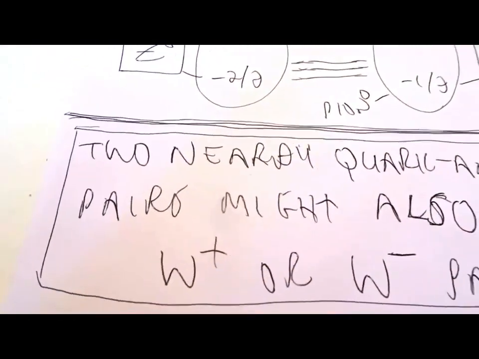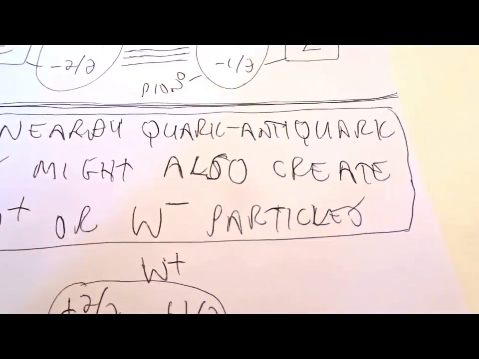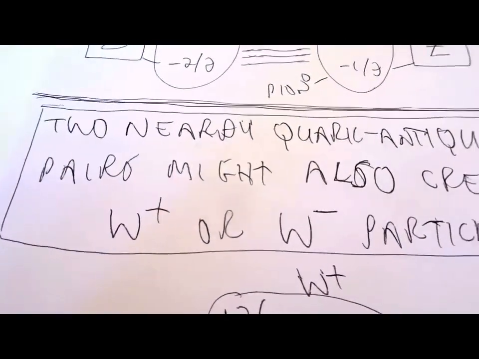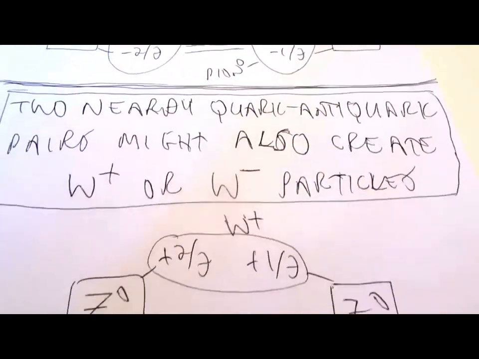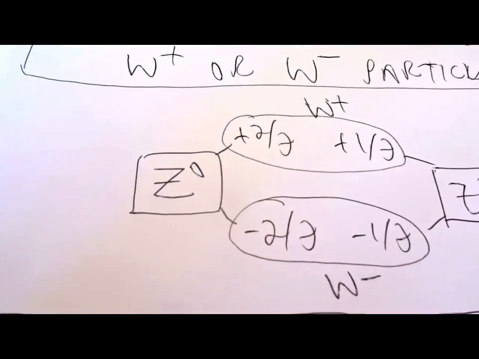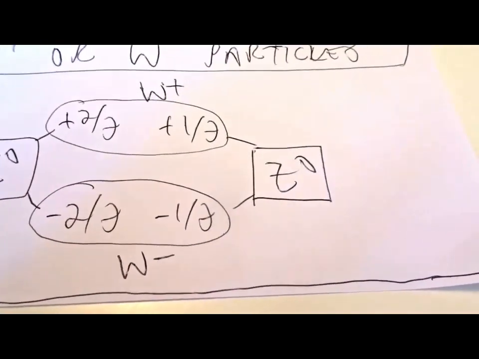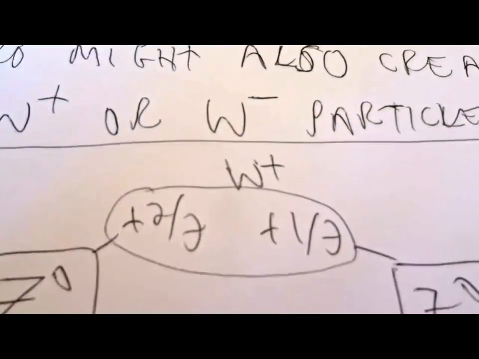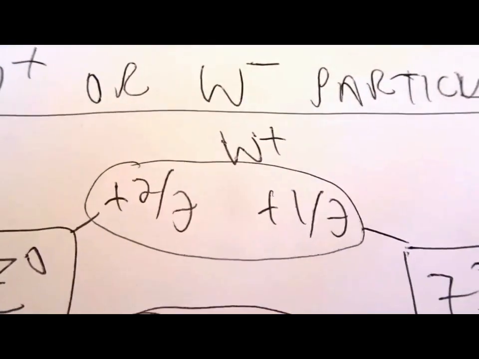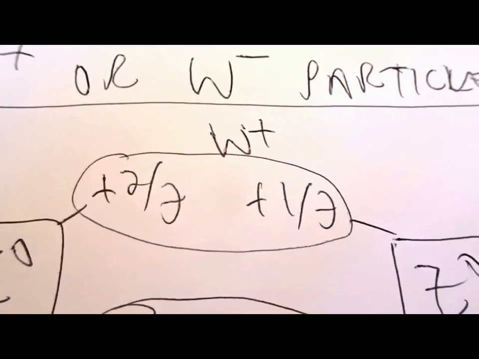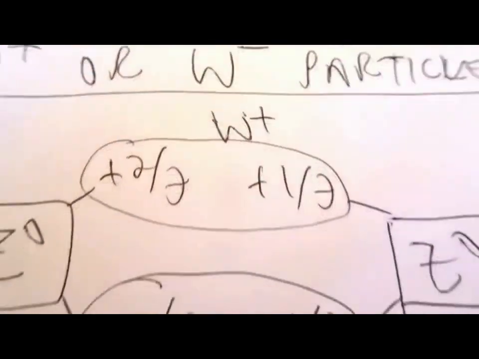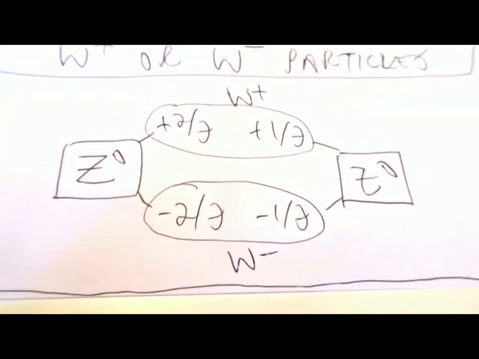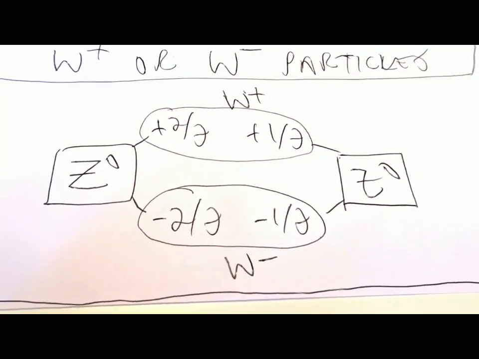Now, if we have two nearby sets of quark-antiquark pairs, they might create W plus or W minus particles. And let me show you how that works. Here is our Z0, but it's close to another Z0 now, not like in a particle accelerator when there's just one. We can combine those two charges, plus 2/3, plus 1/3, to make a W plus, or minus 2/3, minus 1/3, to make a W minus. It's a little speculative, but it might happen.